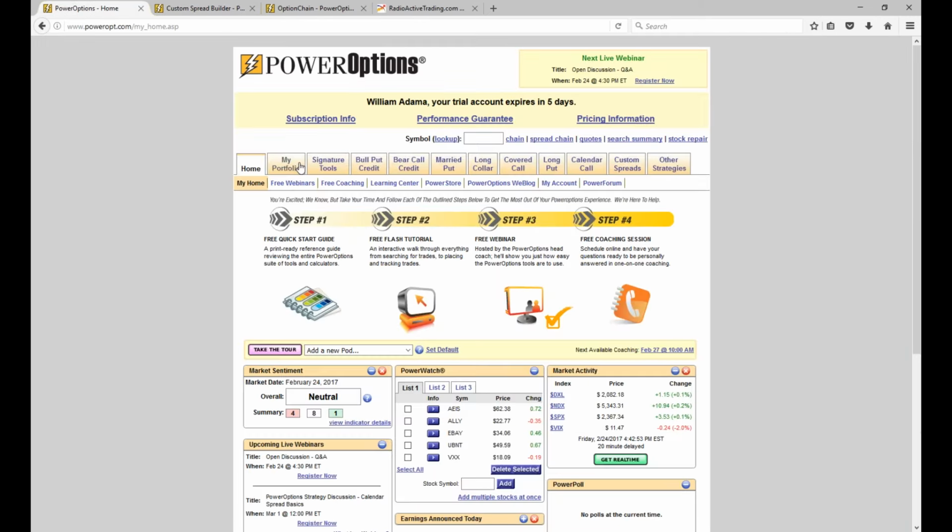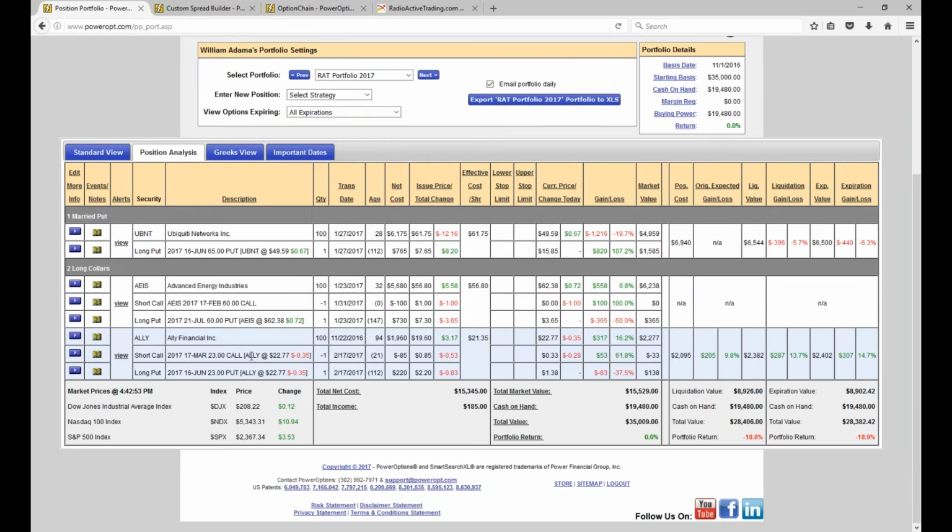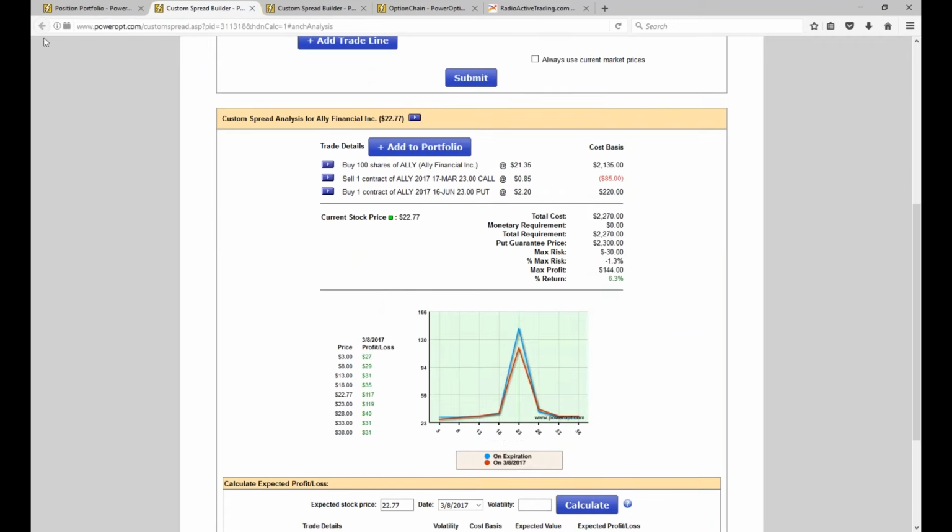I'm back to the portfolio. I think I've already adjusted this call on ALLY, but I'm going to go to the profit and loss chart here. I got duped on this one. Sometimes you get duped. And it's okay, I'm still a profitable position here on ALLY, with a short the 23 call and long the 23 put, so essentially a no-risk position.